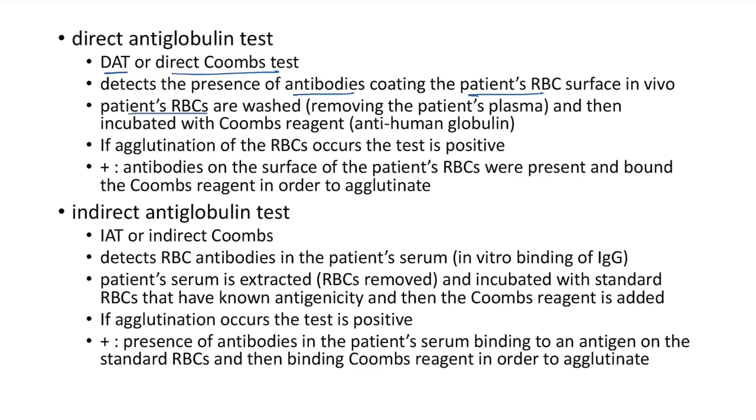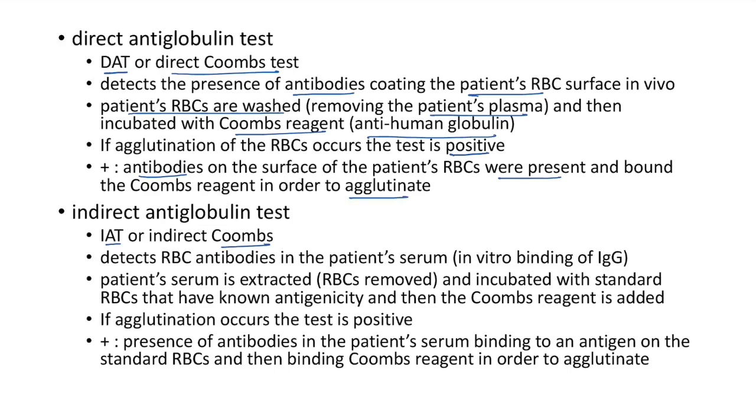First, the patient's RBCs are washed. That is, we have to remove the patient's plasma and then incubate with Coombs reagent, which is anti-human globulin. If agglutination of the RBCs occurs, the test is positive. A positive test indicates antibodies on the surface of the patient's RBCs were present and bound the reagent in order to agglutinate.